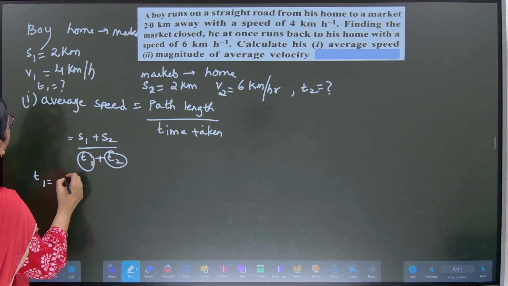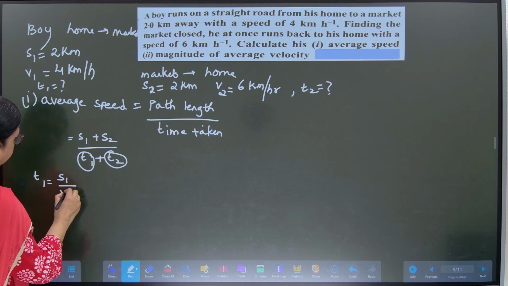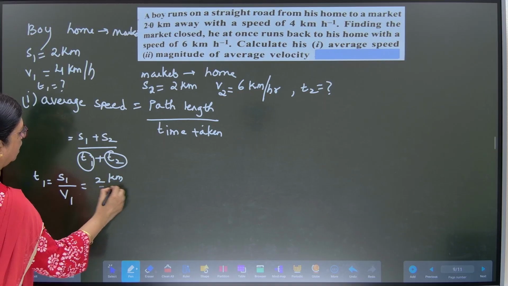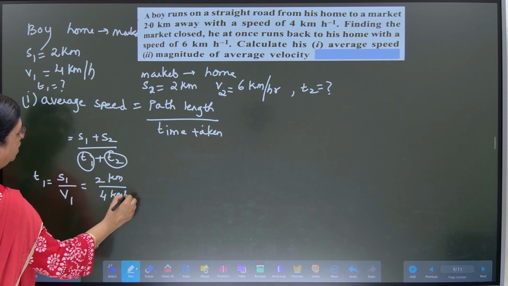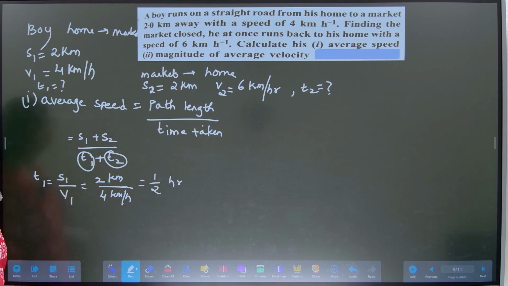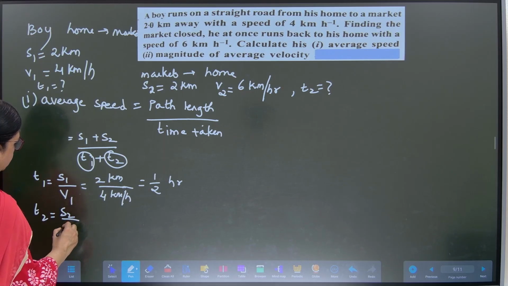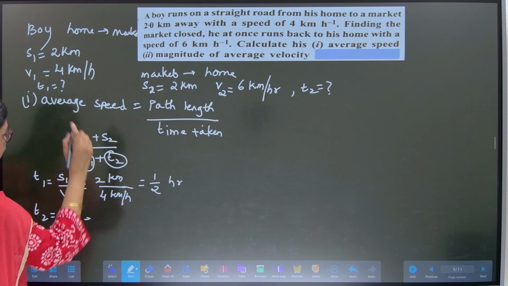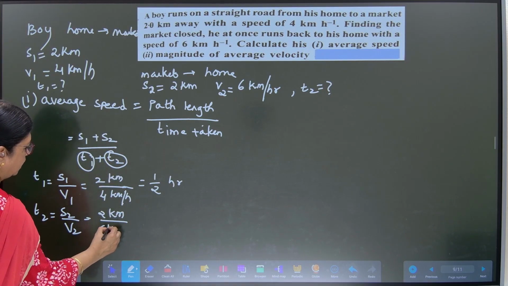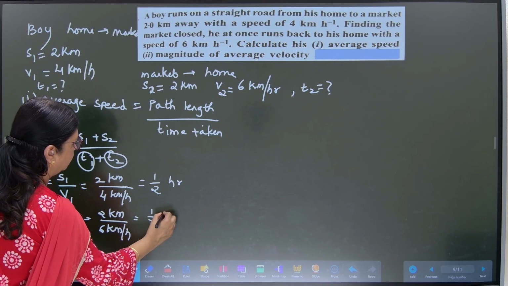T1 is equal to the distance S1 upon V1, which is equal to 2 kilometers upon 4 kilometers per hour, which is equal to half hour. Fine. No need of any conversion. Similarly, T2 is equal to S2 upon V2. We have S2 and V2 there. 2 kilometers. And what is my V2? 6 kilometers per hour. So that is equal to 1 upon 3 hour.